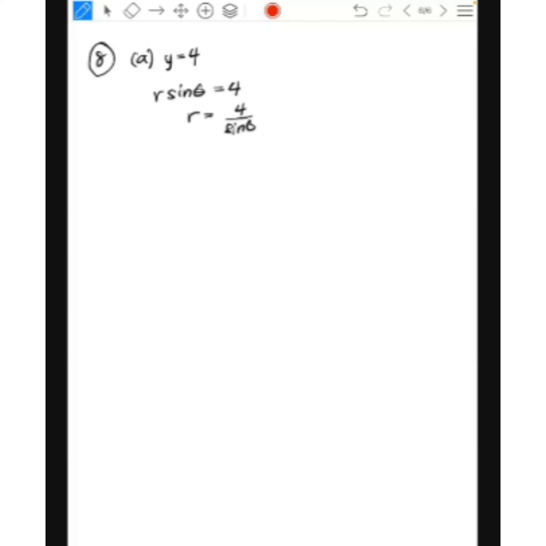Okay, if there is still x and y, then you have to change until everything is in terms of r and theta only. x squared plus y squared equals 8. So r squared equals 8. You can leave it here, or r equals square root of 8 is also fine.